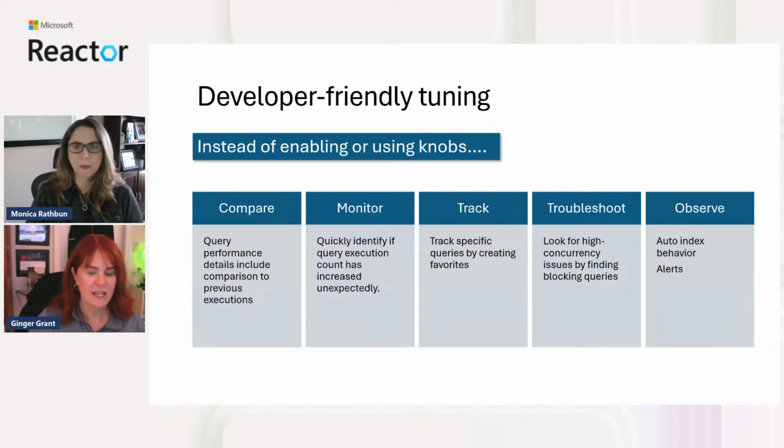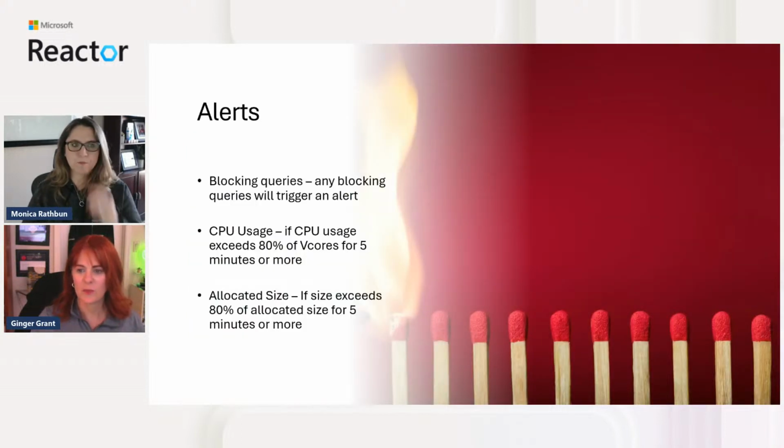Right. So let's take a look at what kind of alerts we can get. So looking at alerts, how do these kinds of things compare to what you're seeing, Monica? Because we're seeing that we'll get a notification for blocking queries, CPU usage, and allocated size. Is this something that you do when you're performance tuning databases?